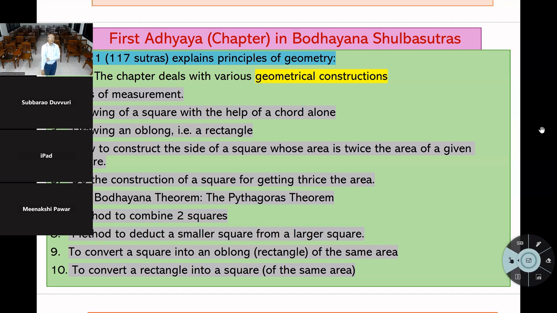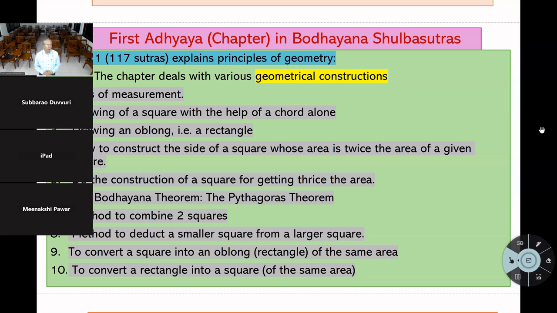Drawing a square with the help of a chord alone. You want to draw a square, you have to construct a right angle. How will you construct a right angle? With the help of a chord only. This construction of a right angle is an important problem, which was discussed in different ways by people. And using Pythagoras theorem also, you can construct a right angle. That was actually done, and it has its own application.